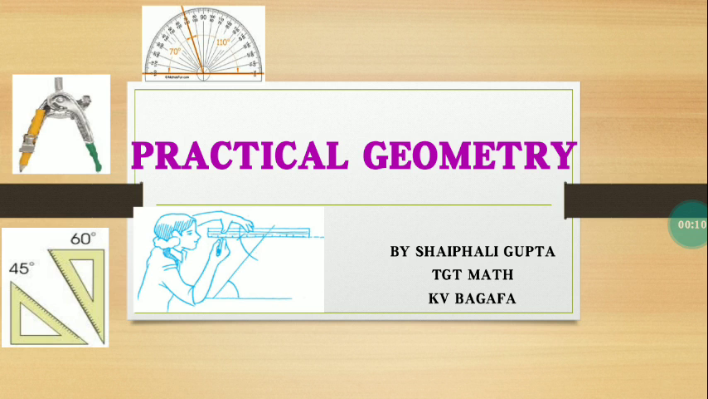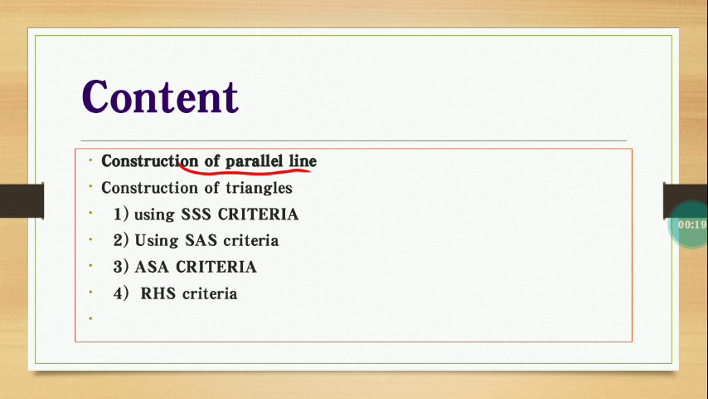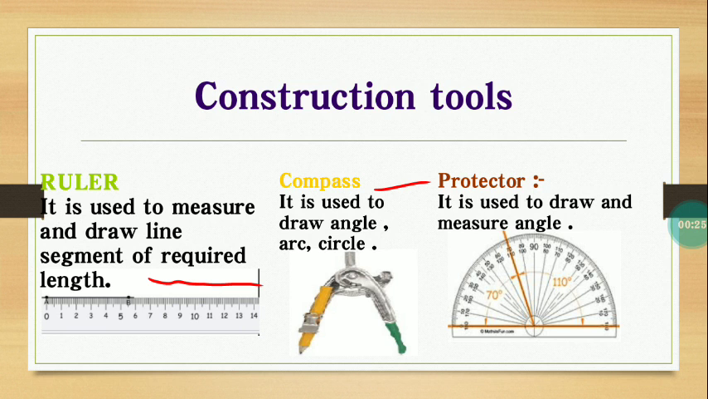And in this session, we will discuss practical geometry, which is the 10th chapter of class 7 NCERT maths book. So first we discuss construction of parallel lines. In the next session, we will discuss construction of triangles. So, construction of parallel lines.